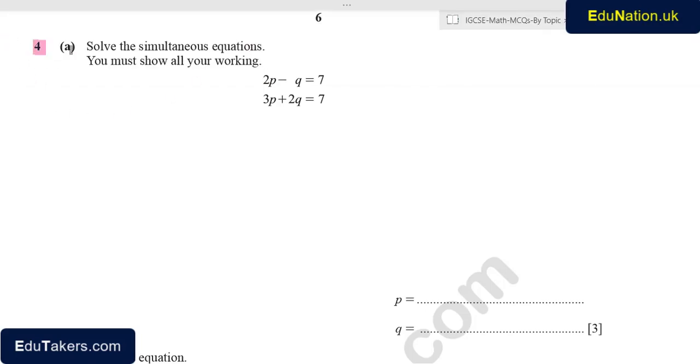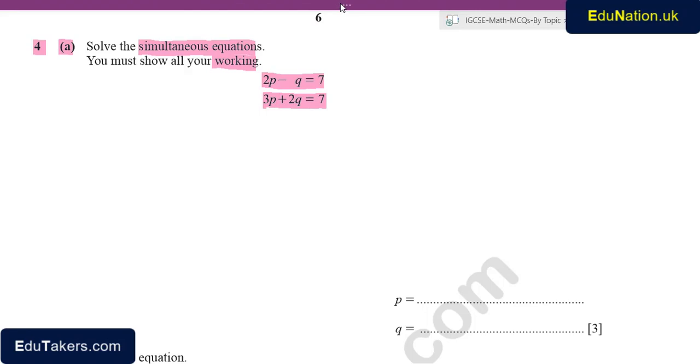Next is question number 4, part A. Solve the simultaneous equations. You must show all your working. 2p minus q is equal to 7. 3p plus 2q is equal to 7. Let's say this is equation A and this is equation B.